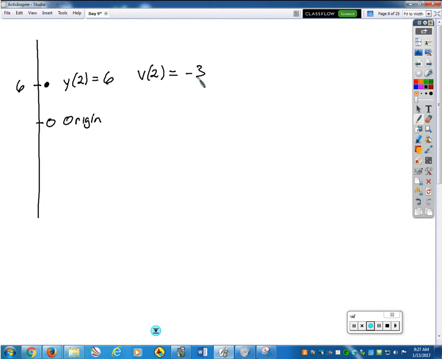And again, Sarah, if it says justify your answer, which it will, all you write is: since the position is positive and the velocity at time 2 is negative, the particle is moving towards the origin.